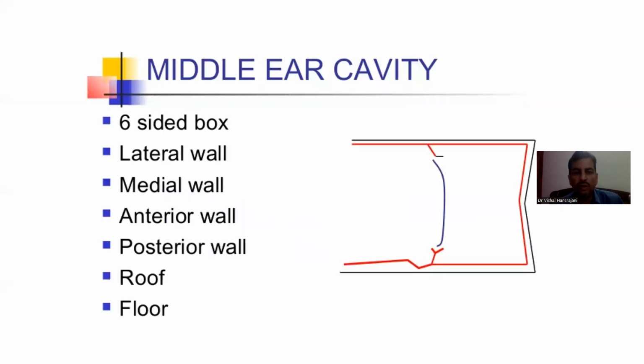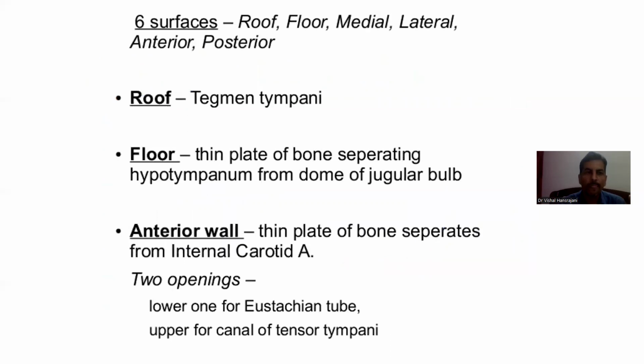Now we come to the middle ear cavity proper. It has got six walls, like a matchbox: a lateral wall, medial wall, anterior and posterior walls, and a roof and a floor. The roof is formed by the tegmen tympani. The floor is a thin plate of bone separating the hypotympanum from the dome of the jugular bulb.